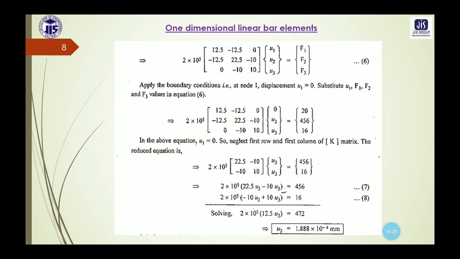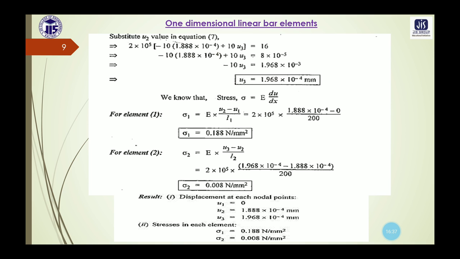So in the first part of the numerical we had to calculate the displacement at three different nodal points. So u1 is equal to 0, and u2 we have calculated as 1.888 into 10 to the power minus 4 millimeter. Now we need to calculate the value of u3. For that we can put the value of u2 in any of the equations 7 and 8, and from that we can find the value of u3. That value of u3 is coming here as 1.968 into 10 to the minus 4 millimeter. So this is the procedure following which we have calculated the nodal displacements for the three different nodes in this numerical.